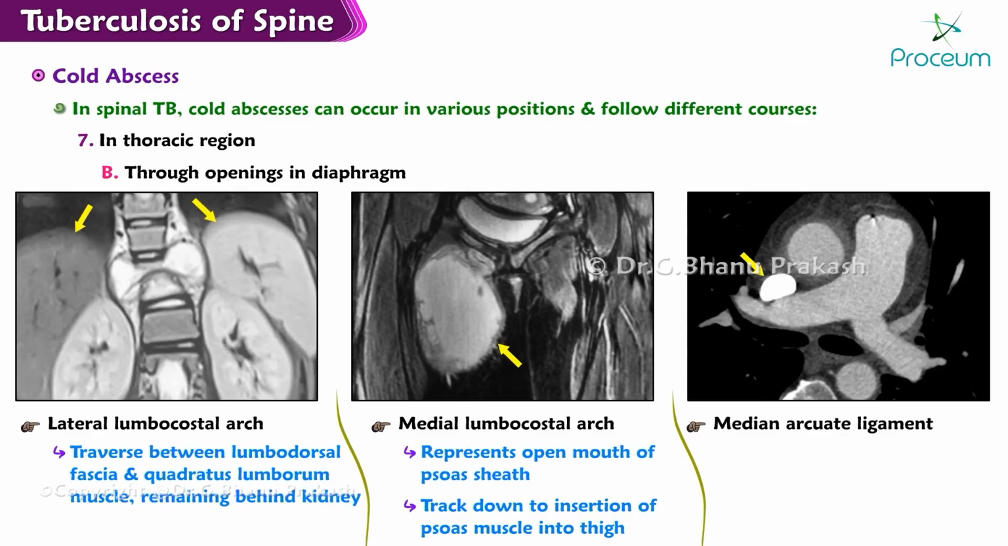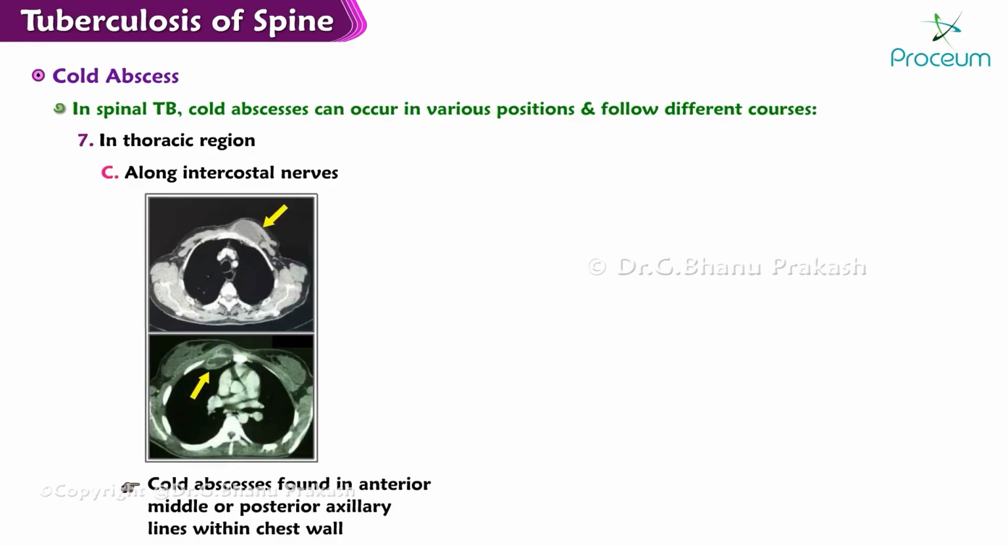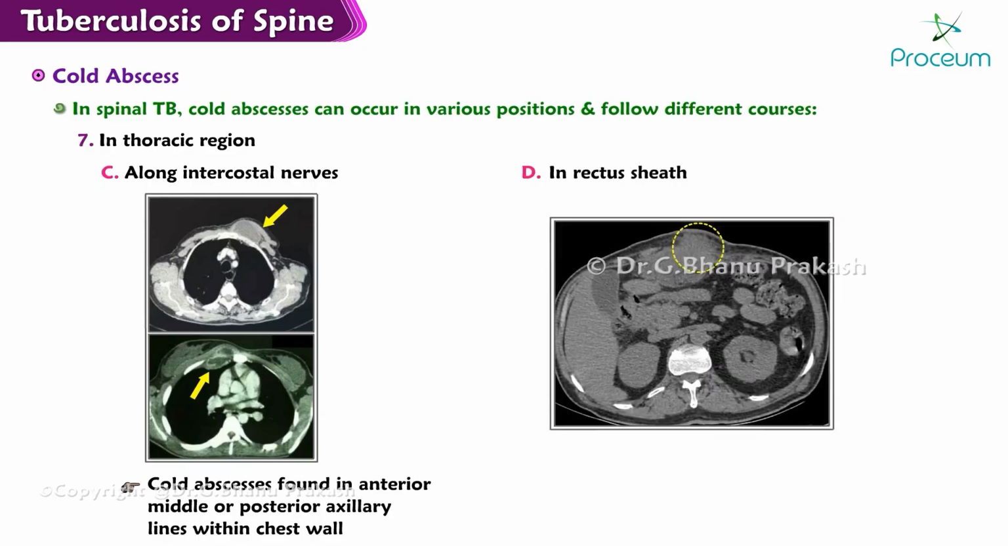Median arcuate ligament. The abscess can spread along the aorta and its branches. C. Along the intercostal nerves. Cold abscesses can be found in the anterior, middle, or posterior axillary lines within the chest wall. D. In the rectus sheath. Cold abscesses can develop over the anterior abdominal wall.